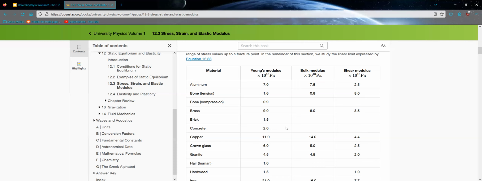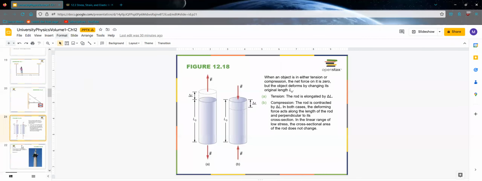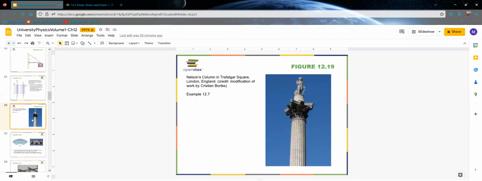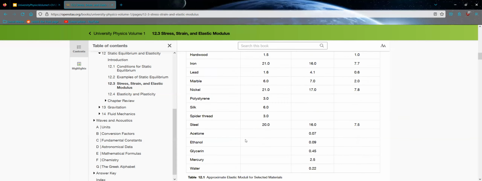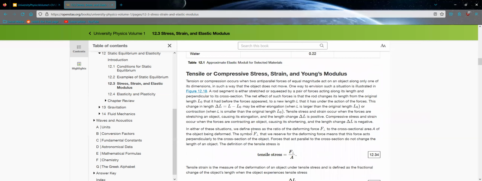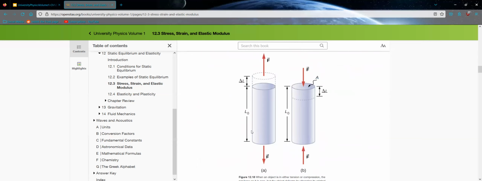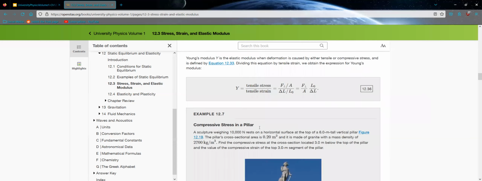That has a lot to do with the tensional and compressional strength, as shown here, of the bone. The fact that compression doesn't really have a shear modulus and stuff like that. The math equation I chose for this is this example here, 12.7, and it is compressional strain. Essentially, what's shown in this picture here, how much do things shrink when you add weight to them?